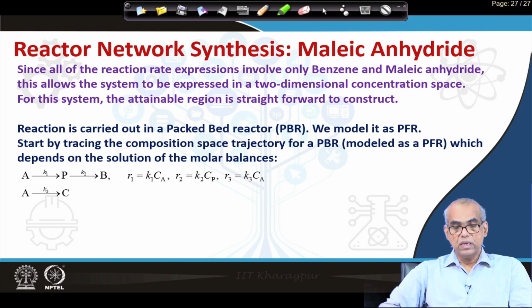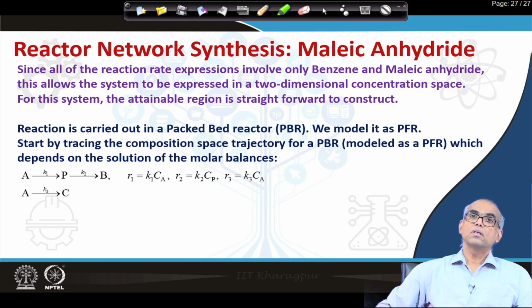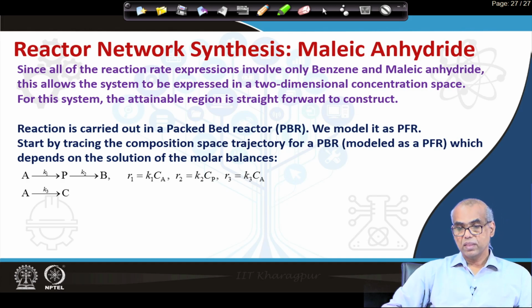The reaction is carried out in a packed bed reactor, and we have catalyst. We will model it as a plug flow reactor. So, we start by tracing the composition space trajectory for a packed bed reactor, which is modeled here as a plug flow reactor, which depends on the solutions of the molar balances. So, we have to write down the differential equations representing the packed bed reactor, which is being modeled here as a plug flow reactor.